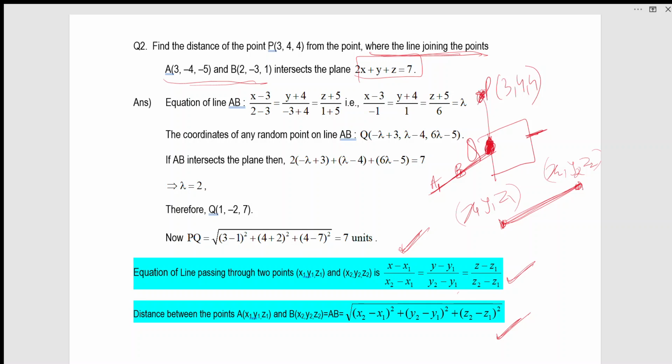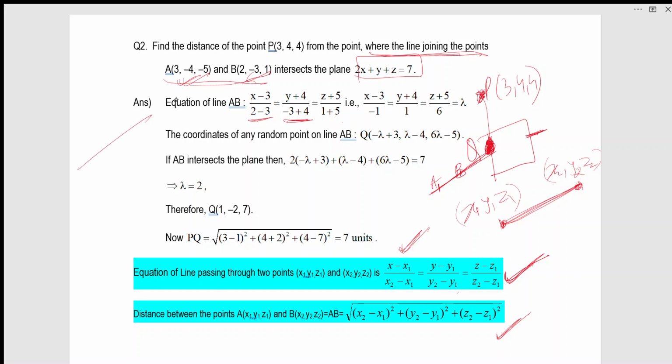All right. तो पहले A और B दो पॉइंट्स गिवन है, वहां से लाइन आ जाएगा. You will use this formula. So this is x minus x1 upon x2 minus x1, y minus y1 upon y2 minus y1, z minus z1 upon z2 minus z1. किसी भी पॉइंट को, इसको x1 y1 z1 ले लो या इसको ले लो, कैसे भी करके you will find out equation of line and you will take any point on this line.